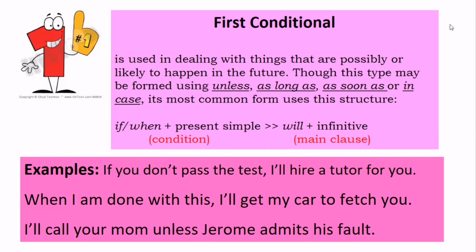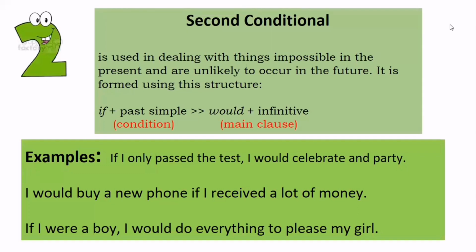Next, when I am done with this, I'll get my car to fetch you. And the last example is, I'll call your mom unless Jerome admits his fault. Second conditional. It is used in dealing with things impossible in the present and unlikely to occur in the future. It is formed using this structure.